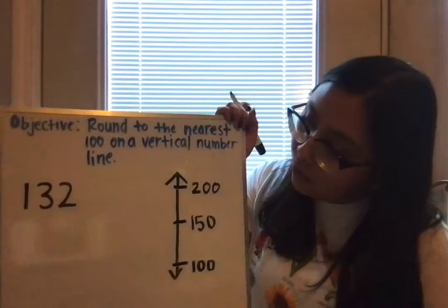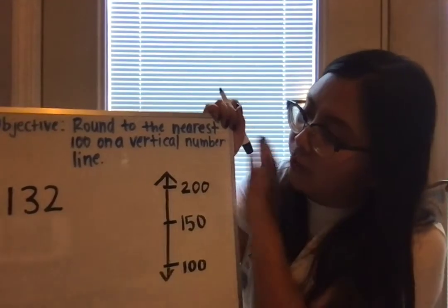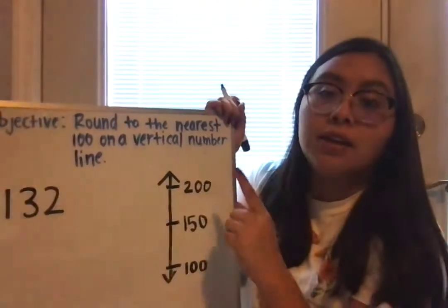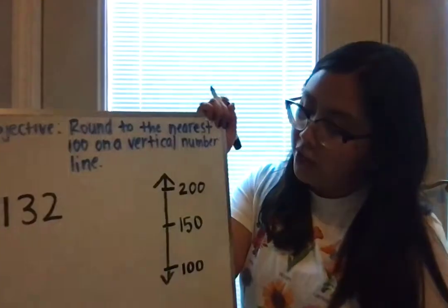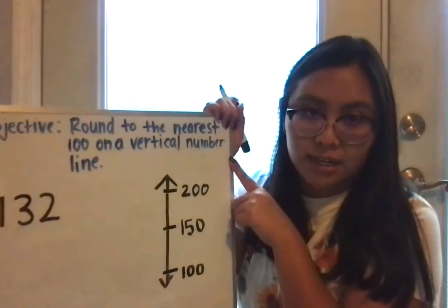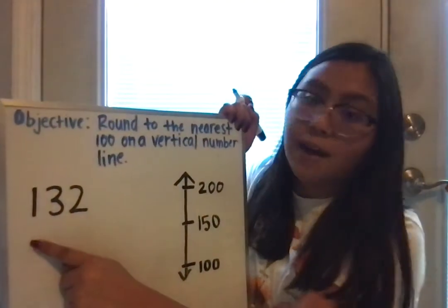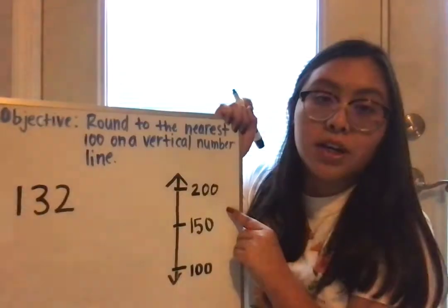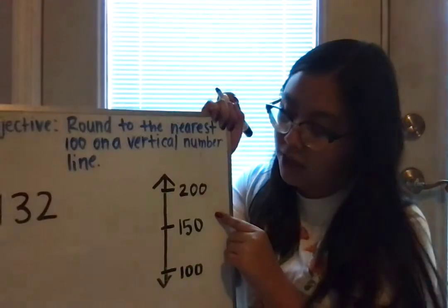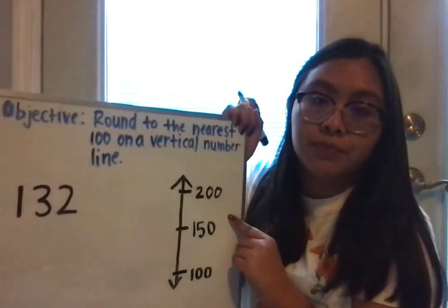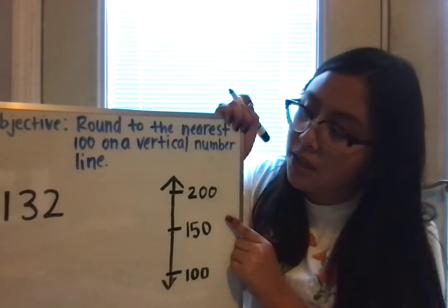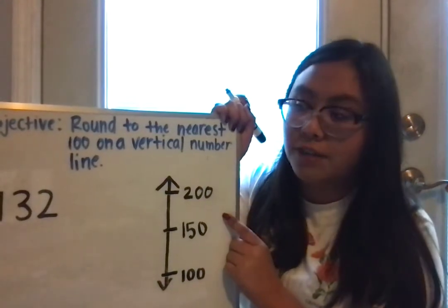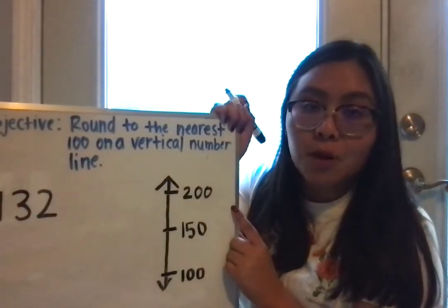So in order to figure out where 132 rounds to, which 100 it is closest to, we have to figure out where it belongs on our number line, right? So now we have a starting point, a midpoint, and an end point. Okay, and if we know we have 132, I can look at my halfway point and say, is 132 bigger than 150 or is it smaller? So go ahead and think about that and tell me, is 132 bigger than 150 or is it smaller than 150? So if you said smaller, you are correct.